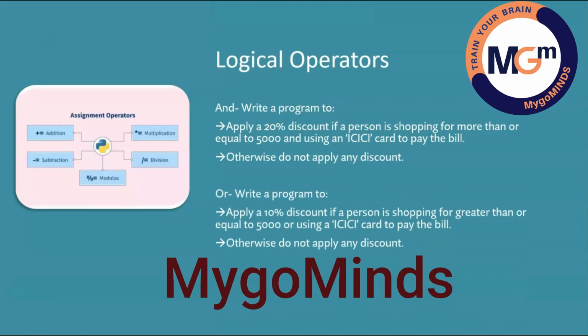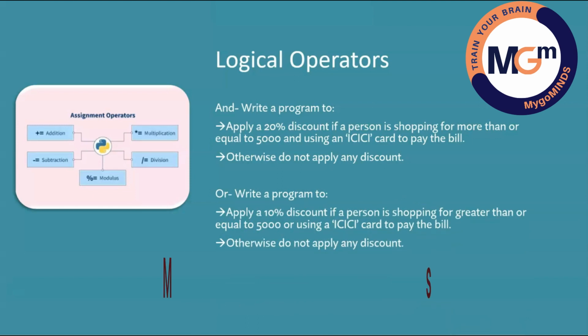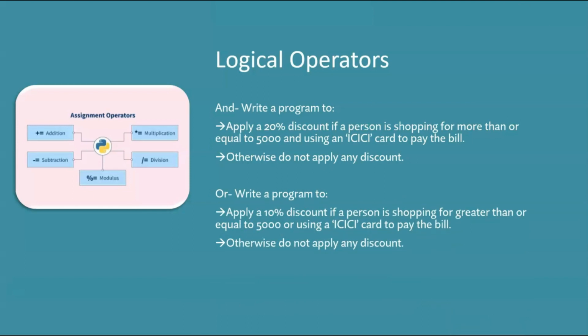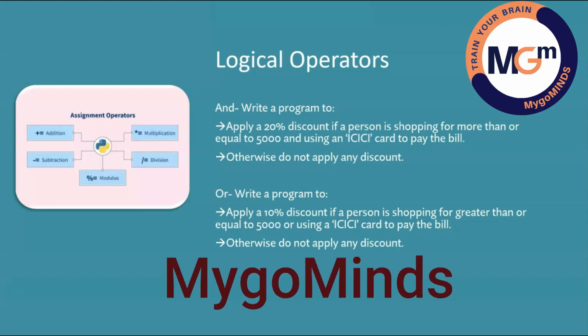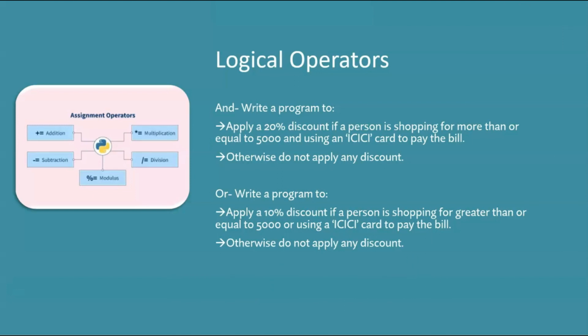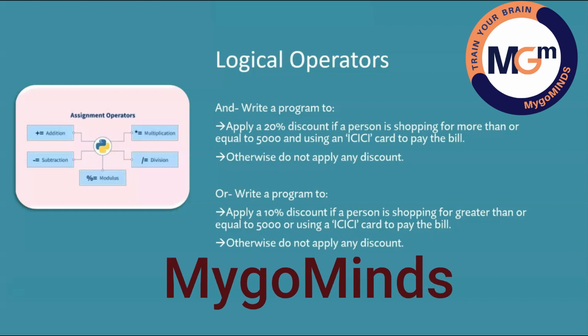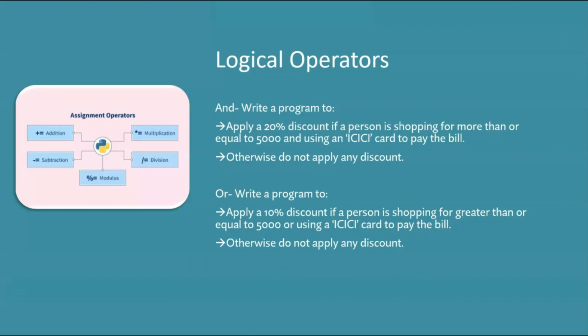Now let us take another example for the OR operator. Let us apply a 10% discount if a person is shopping for greater than or equal to 5,000 or using an ICICI card. Either if the person is shopping for more than 5,000 or he's using an ICICI card, I want to give the 10% discount. If he or she is not shopping for 5,000 or not even using ICICI Bank, I don't want to apply any discount.